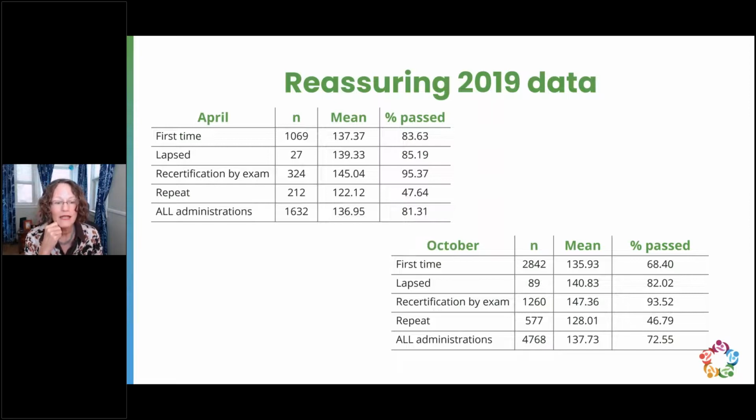In April, 81.31%, and in October, 72.55% of people passed the exam. Why is there a difference between April and October? It has to do with the language in which people are sitting the exam. The translations occur in the second exam of the exam year.